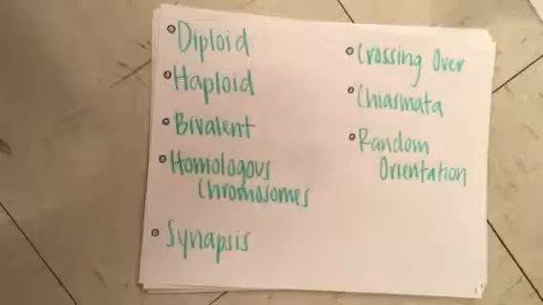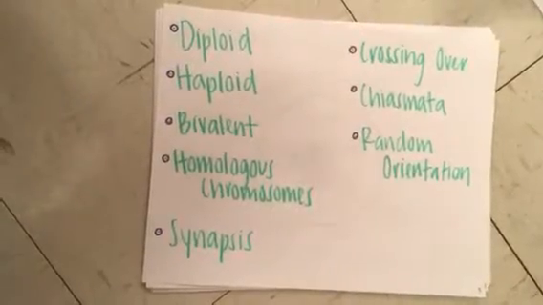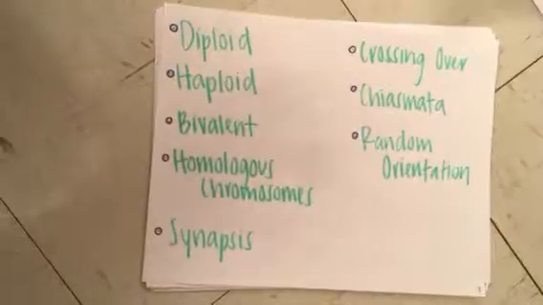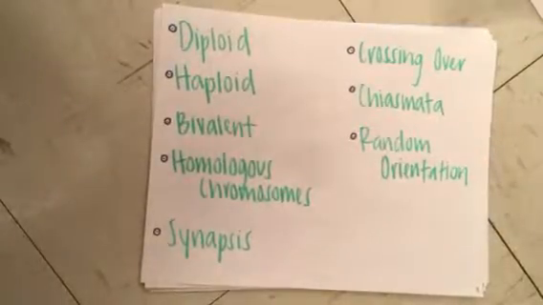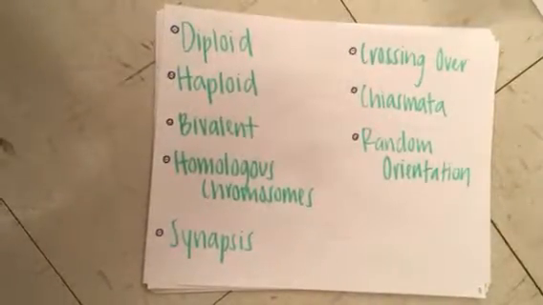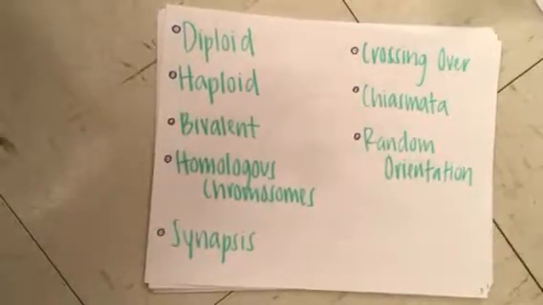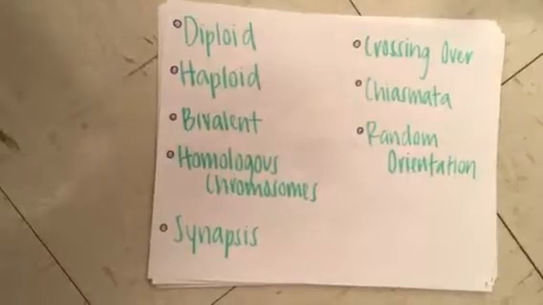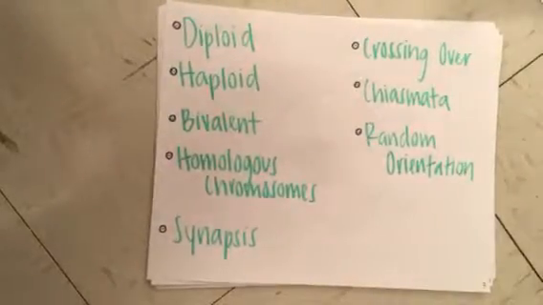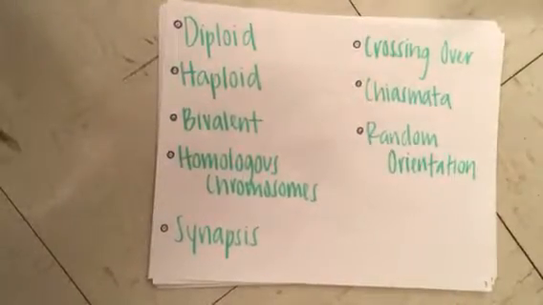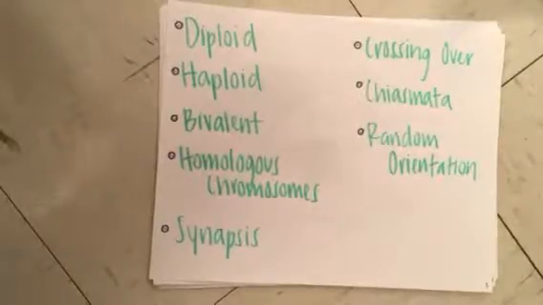Diploid. A diploid is nuclei that has pairs of homologous chromosomes. Haploid is nuclei that has 1 chromosome of each pair. Bivalent is when homologous chromosomes pair together, and a homologous chromosome is a pair of homologous chromosomes which contains 4 chromatids and is sometimes called a tetrad. Synapsis is a pair of homologous chromosomes that are bivalent in the pairing process.